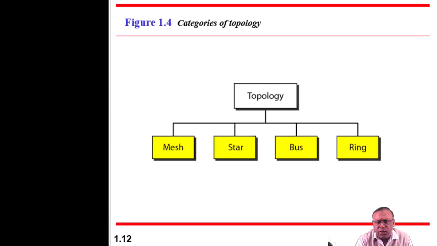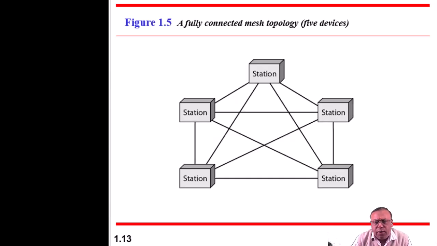Now we will discuss the network architectures, or we can say categories of topology. Generally we divide our network architecture into four types. First is mesh, second is star, third is bus, and fourth is ring. Now let us see all of them in detail one by one. So we will start with the mesh topology.